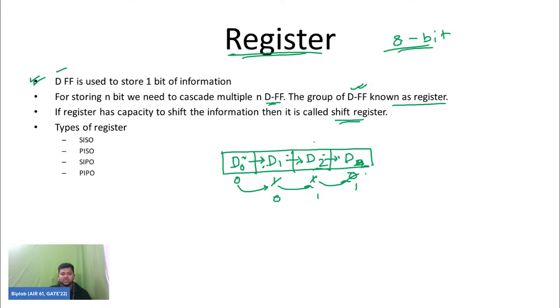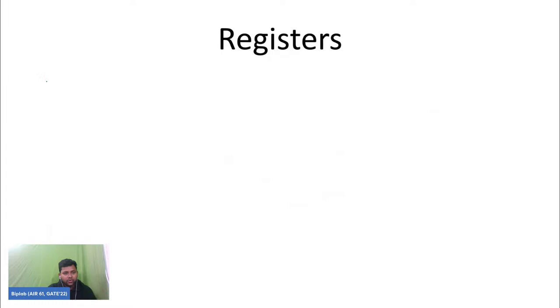Now these registers can be of four types: SISO, PISO, SIPO, and PIPO, whose full forms are serial in serial out, parallel in serial out, serial in parallel out, and parallel in parallel out. So let us draw, first, SISO, serial in, serial out. Let us consider a 4-bit register.